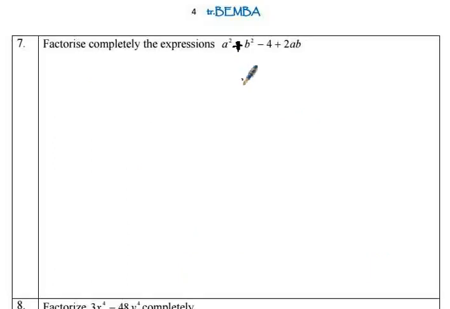Okay, question 7. Question 7, I've put it right here. This is supposed to be a squared plus b squared minus 4 plus 2ab.